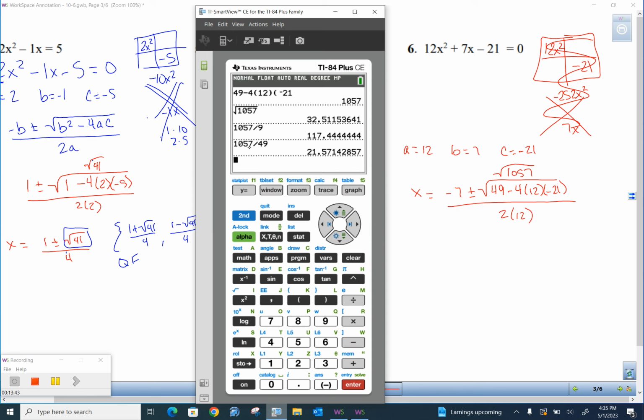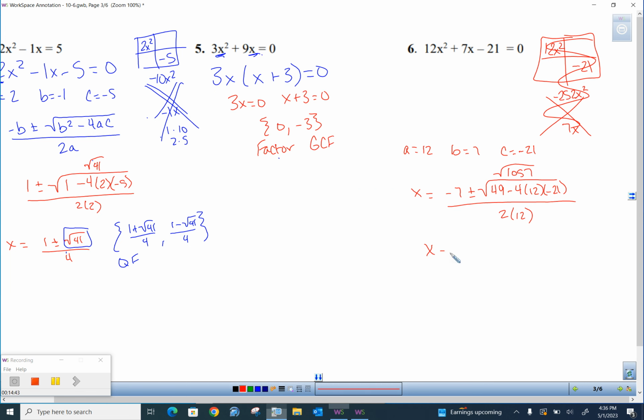This, in fact, is a number that does not break down, but I do want you to spend time looking through that. Okay, so make sure you're checking for that when you're doing your work. So negative 7 plus or minus, leaving it like that because we can't simplify. And then on the bottom we have 24.